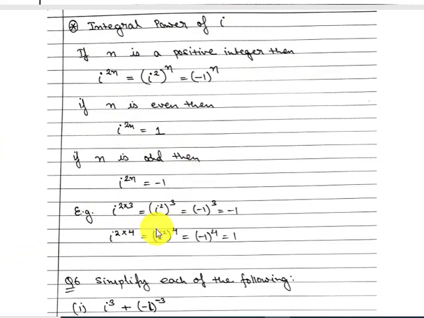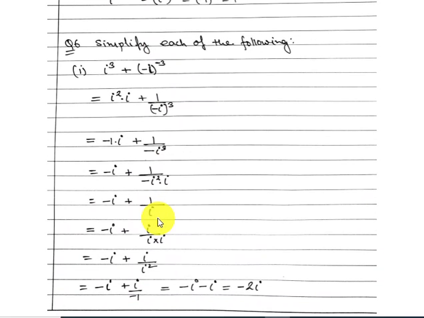Now for example, suppose I have I to the power 2 into 3. This can be written as I squared to the whole power 3, and I square, you know, is minus 1, and this power is odd, so obviously it will be minus 1. I to the power 2 into 4 will be I square to the whole power 4. I square is minus 1 to the power 4. 4 is even, so it becomes 1.